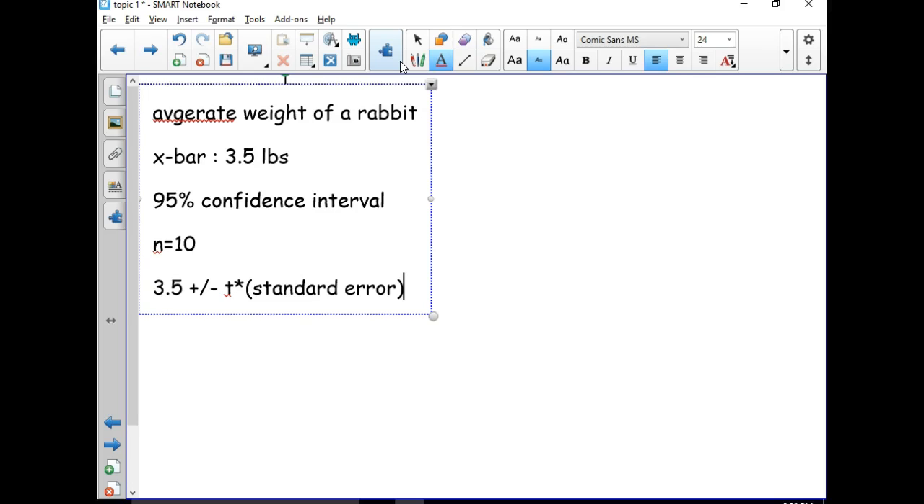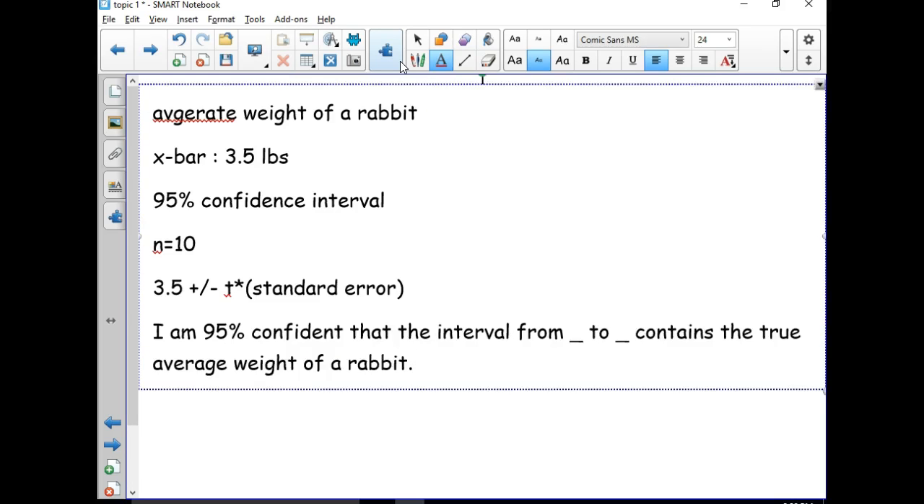If it says interpret, then we would say, I am 95% confident that the interval from blank to blank contains the true average weight of a rabbit. I'm 95% confident that the interval from blank to blank contains the true average weight of a rabbit.